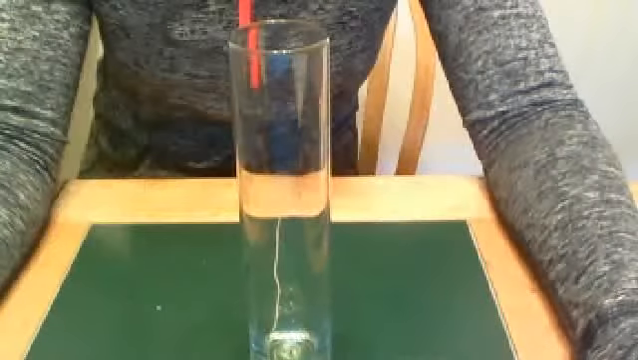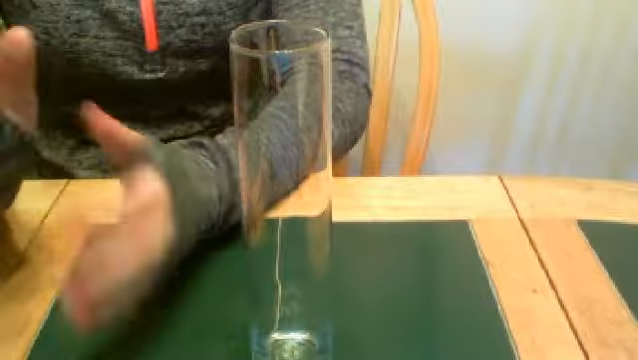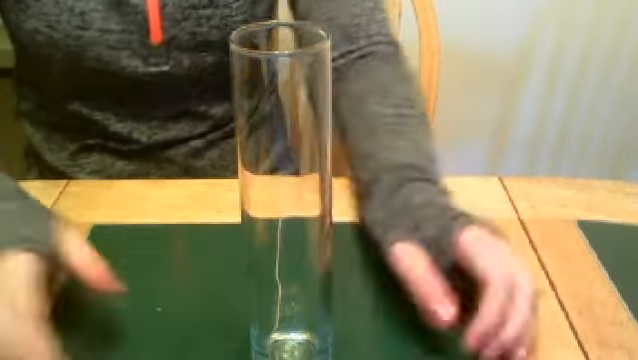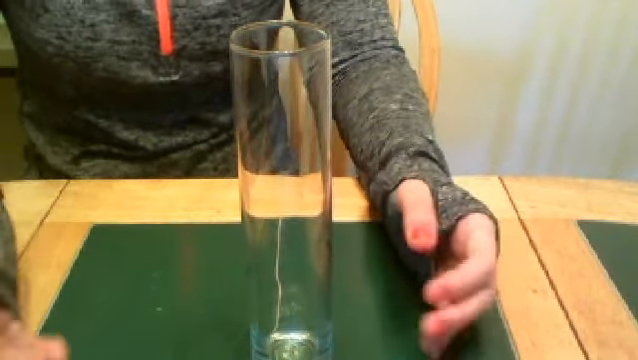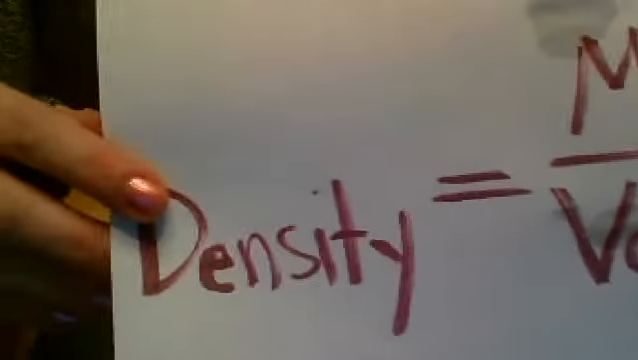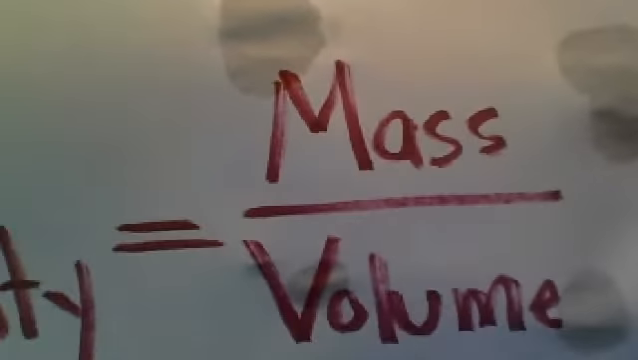Hello. So today we're going to be talking about densities and relative densities related to different liquids. But first, what is density? Density is defined as mass divided by volume. So density equals mass divided by volume. And what does that mean?